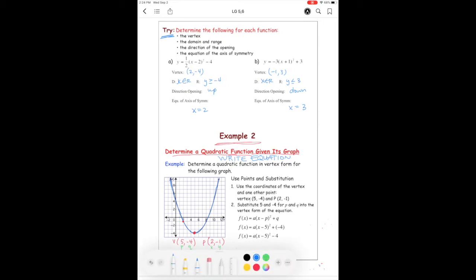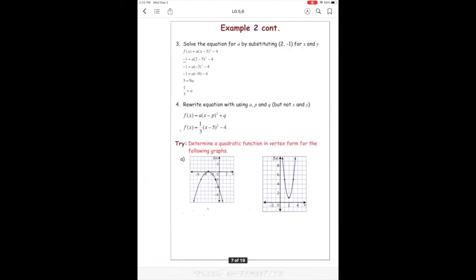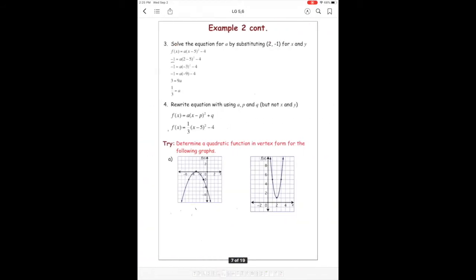Now if we look at our equation of a parabola, that's on our formula sheet, we have this. The only thing we're missing is the A. By using the vertex and this point, the X, the Y, and the P and the Q, we will solve for that A. So I'll turn the page and continue on.